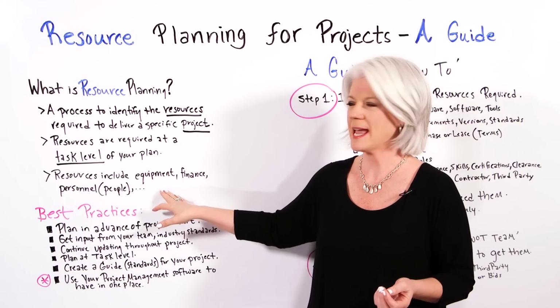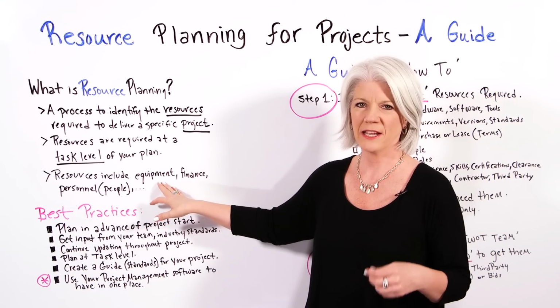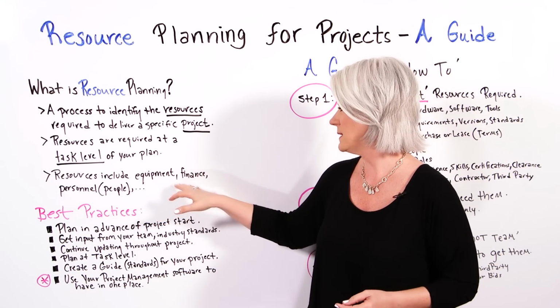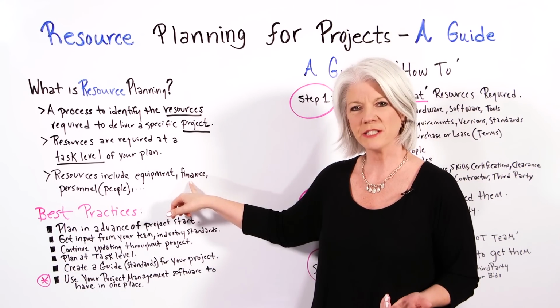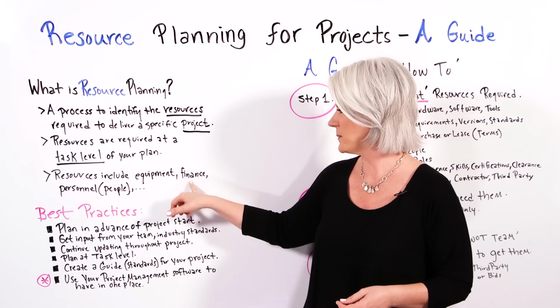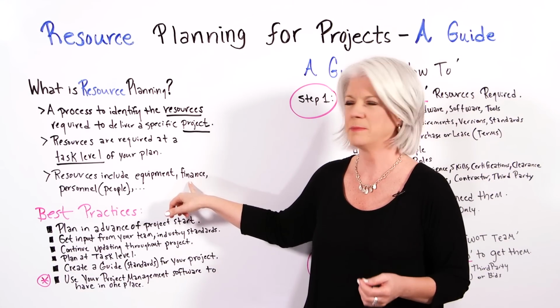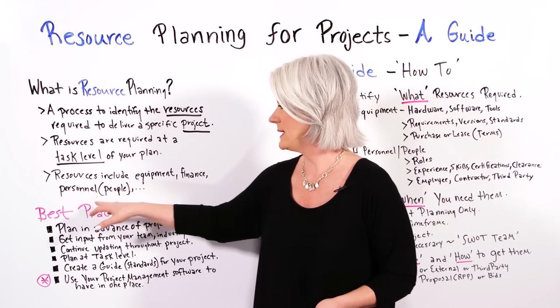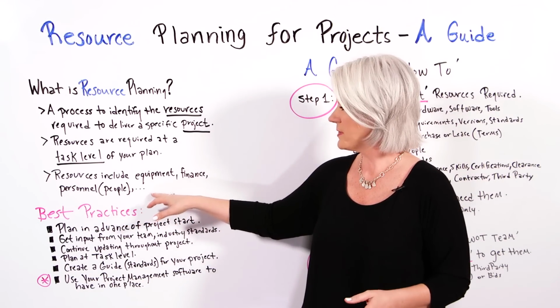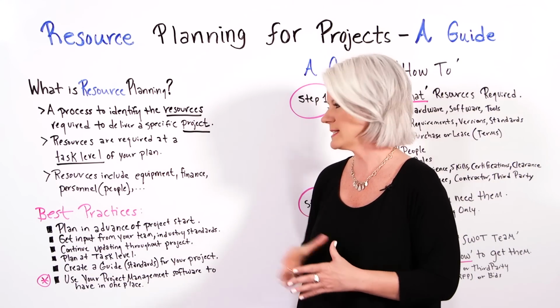So resources can include things like equipment, again, hardware, software, other tools. It can be finance. So on some projects, you may be financing the project, so that's another resource that has to be considered. And then there's the personnel, as some people call it, and it's your people resources. There are others, but I want to use these as examples.